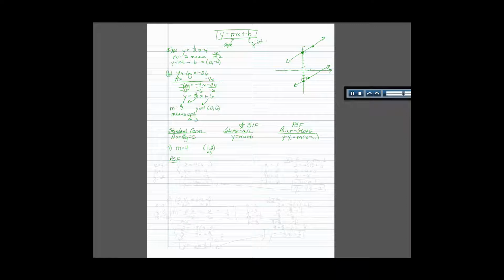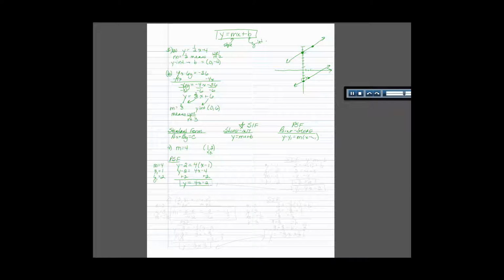Point-slope form. Here's what we know. We know that m is 4, x1 is 1, y1 is 2. We only have one x and one y. So we're going to take it into our generic equation: y minus y1 equals m times x minus x1. But you're not finished. So now you have to distribute and rearrange. So we would end up with y minus 2 equals 4x minus 4. Add a 2 to both sides, and you get y equals 4x minus 2.